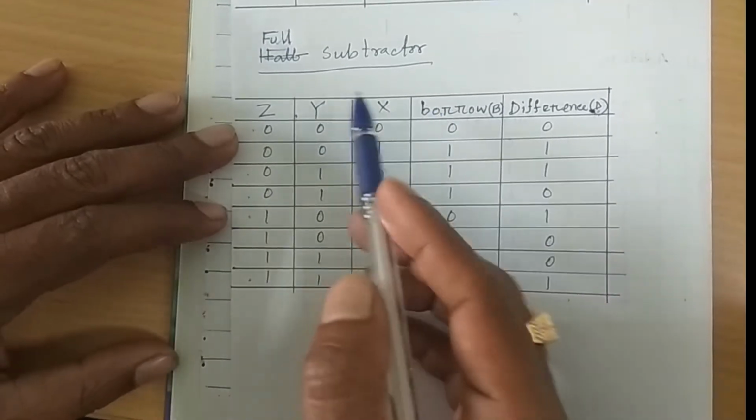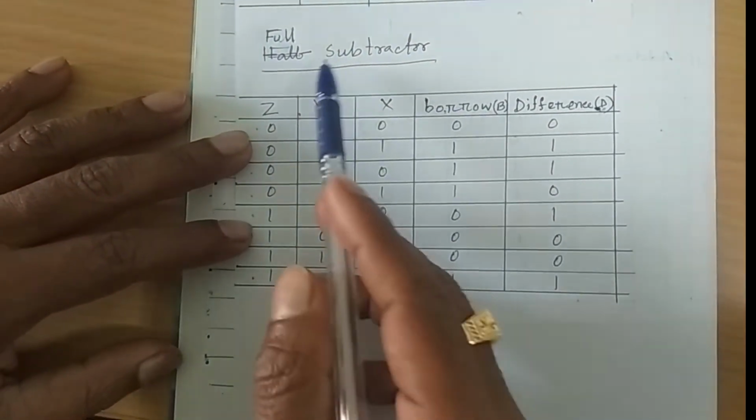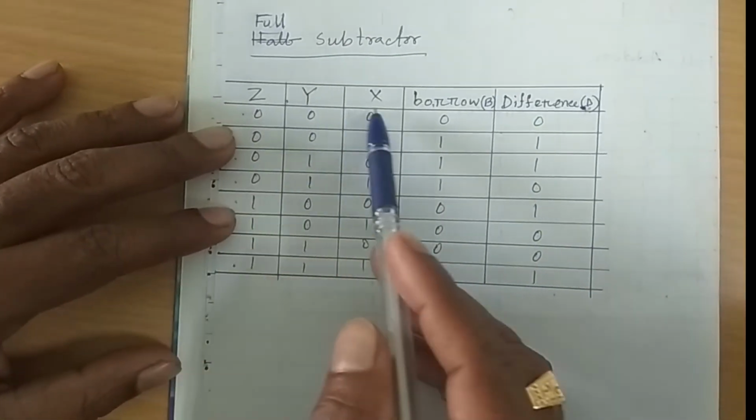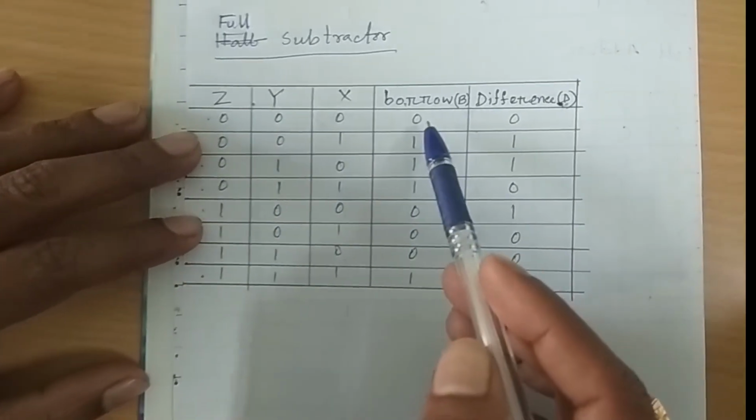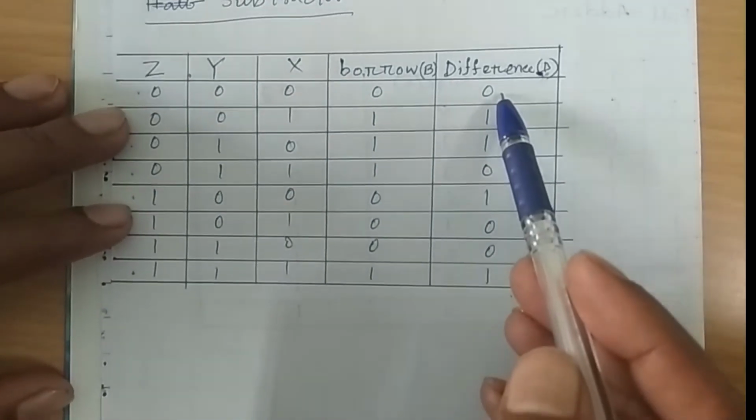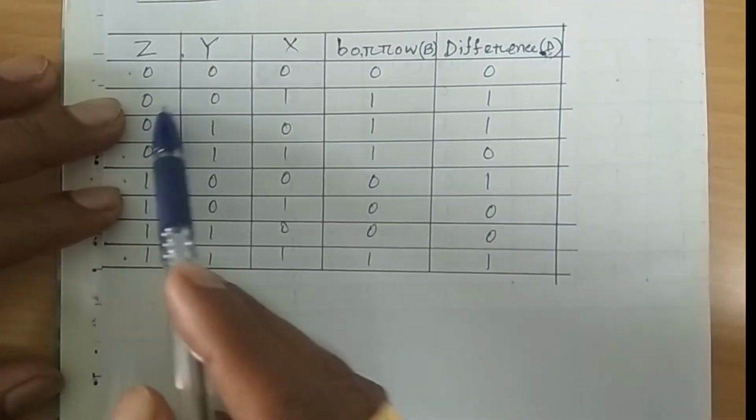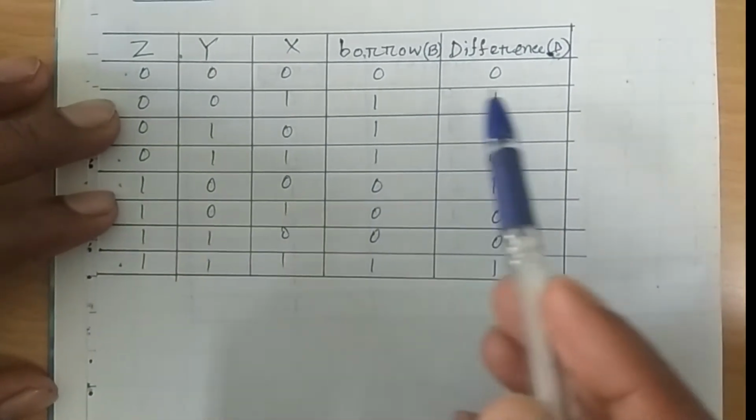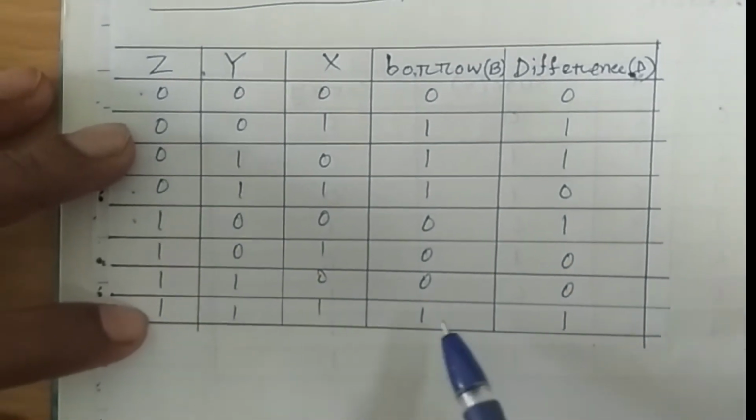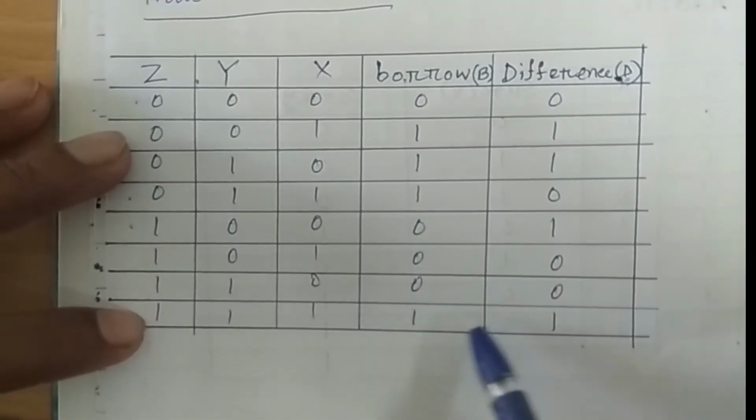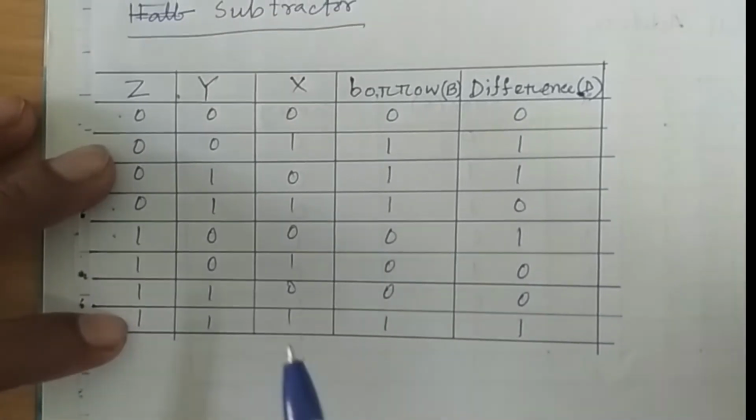Okay, you see, this is the truth table of full subtractor. Here inputs are 3. When all the inputs are 0, then borrow is 0 and difference is also 0. When inputs are 0 0 1, then borrow is 1 and difference is 1. When all the inputs are high, then borrow and difference are also high. Now we are going to check the truth table.